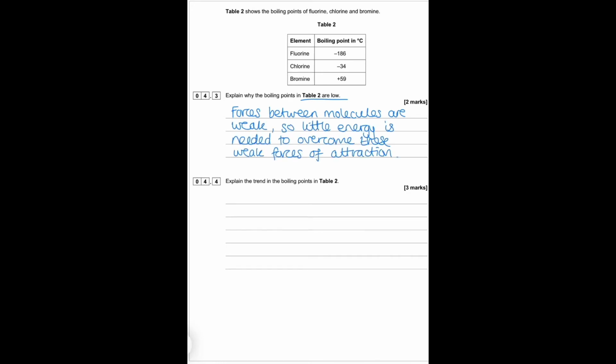Explain the trend in boiling points in table 2. So as we go down the group, the molecules are becoming larger. Because the molecules are becoming larger, the forces between the molecules increase. So therefore, the boiling points will increase down the group.